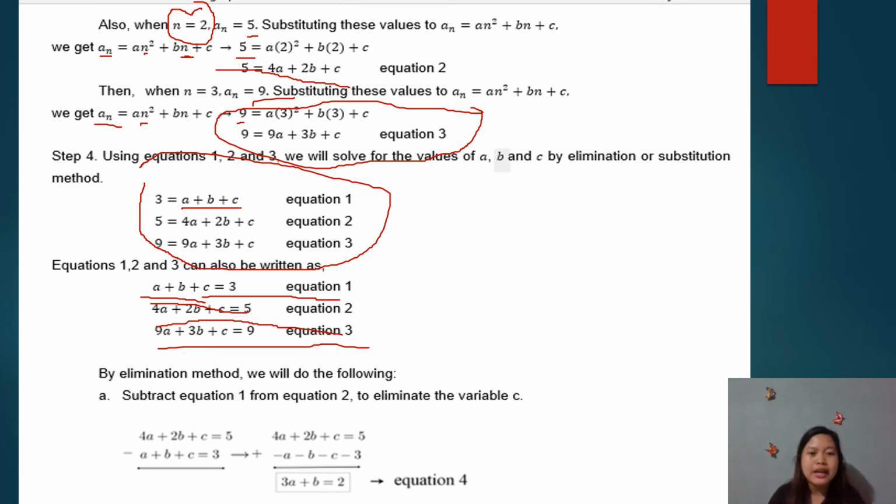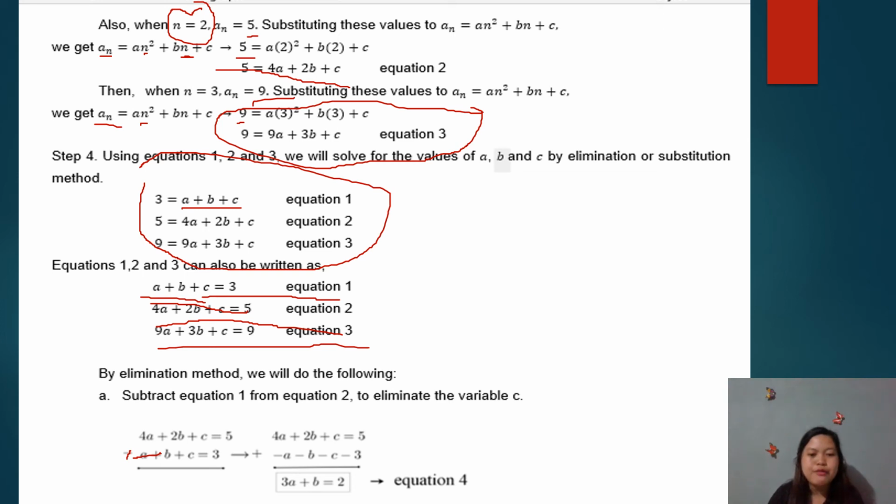Kaya kinahanglan na isa ka letters ang ato mabilin. Okay? So, we have here 4a plus 2b plus c equals 5 minus a plus b plus c equals 3. So, subtract equation 1 from equation 2. Since minus man, mahimo ning plus, and then kada term, mahimo ning minus, minus, minus. We have here negative a, negative b, negative c, and negative 3.